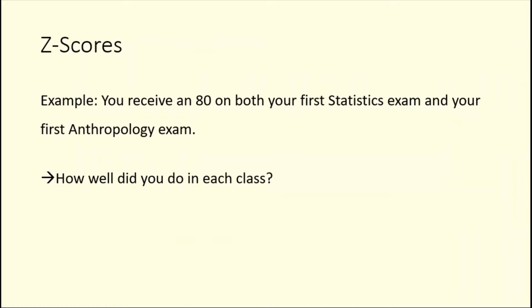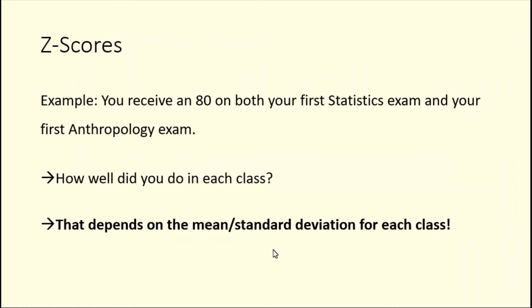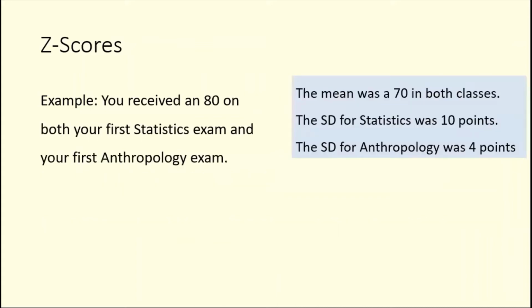In order to figure that out, we need the means and standard deviations for each class for the exam that you took. So if your score was an 80 and the mean was 70 in both classes, and the standard deviation for stats was 10 points, and the standard deviation for anthropology was 4 points. Now with this information, we can figure out how well you did in relation to the rest of the class. And we can also compare these two different scores for both of your exams in these different classes.